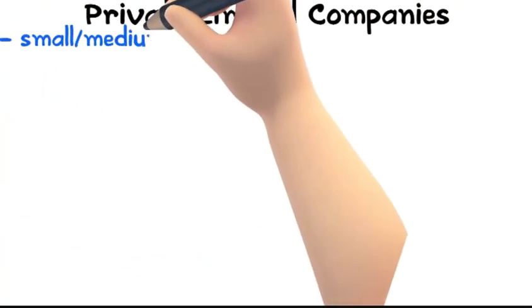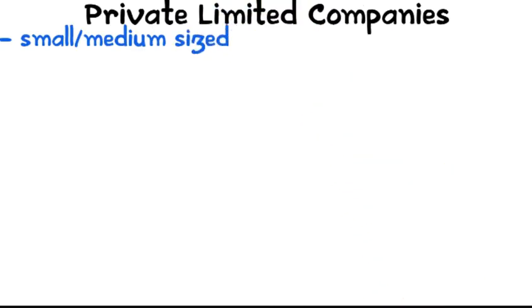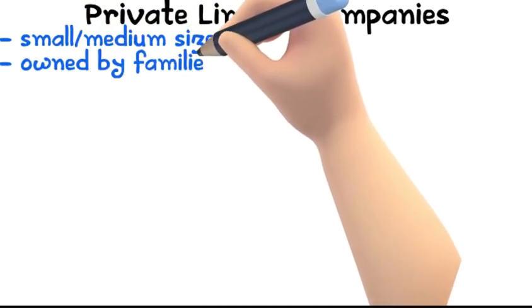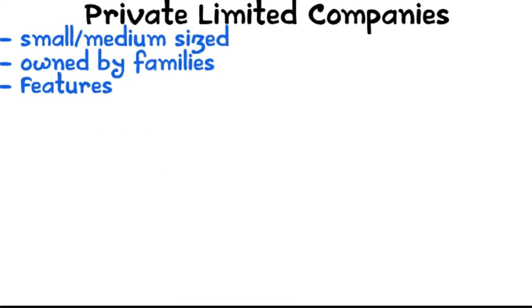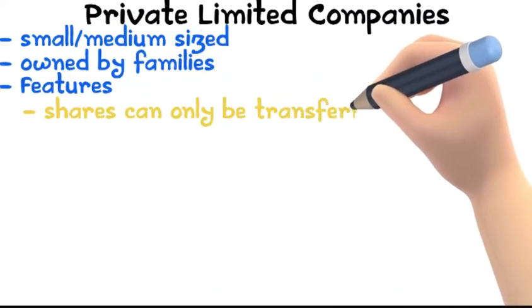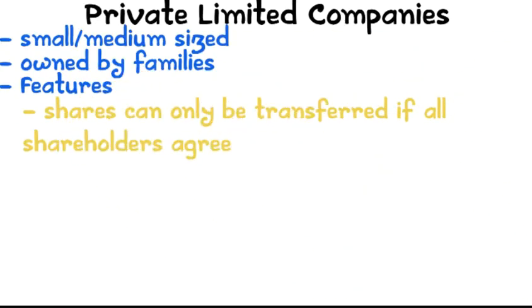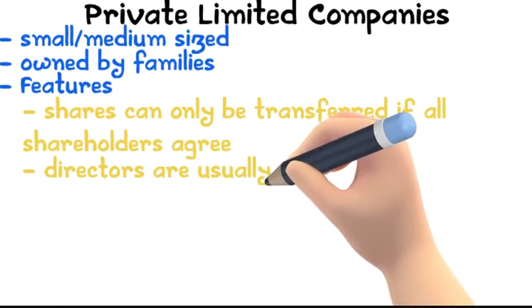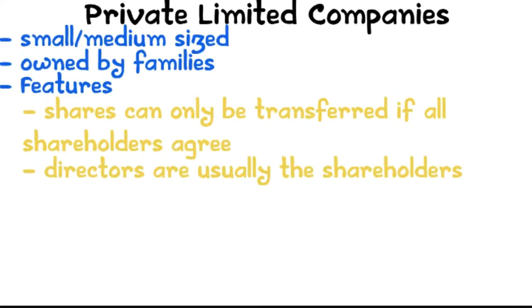Private limited companies are small or medium sized and tend to be owned by families and passed down through a heritage. Some features of private limited companies are: shares can only be transferred if all shareholders agree to it. Directors are usually shareholders involved in the day-to-day running of the business.